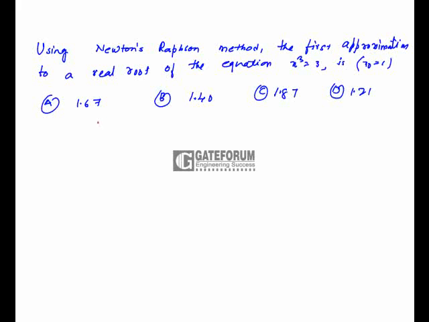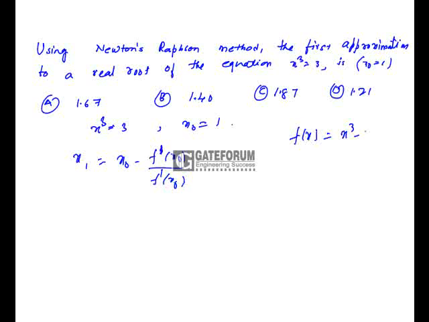Newton's method, we have to find the first approximation of the equation x cube is equals to 3, and also given x naught as 1. Now we know that x1 is nothing but x naught minus f of x naught by f dash of x naught. Now we know what is f of x. f of x is nothing but x cube minus 3. So f dash of x will be 3x square, and x1 will be x naught minus what will be f of x naught? x naught cube minus 3 by f dash of x naught will be 3 times of x naught square.